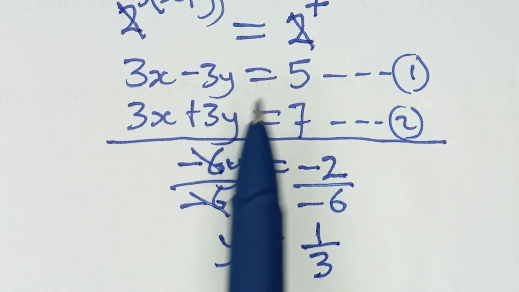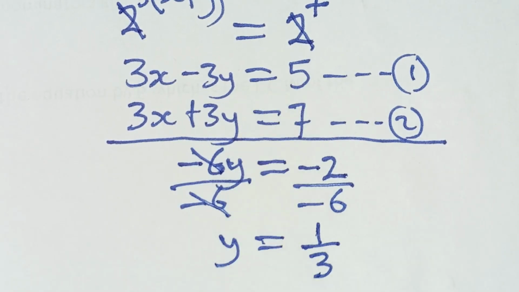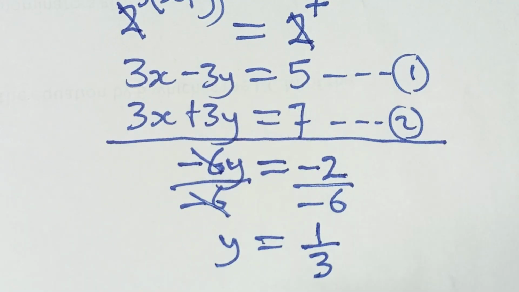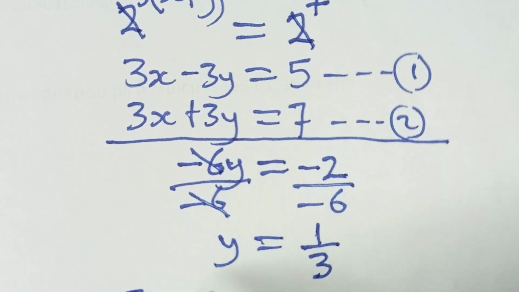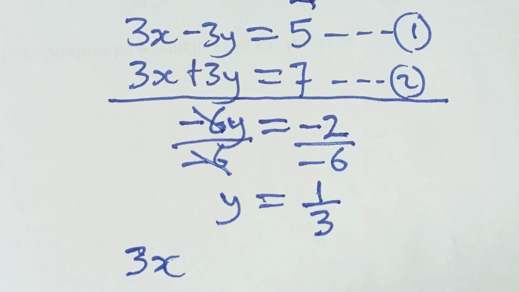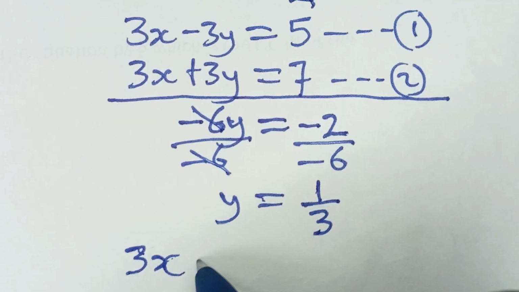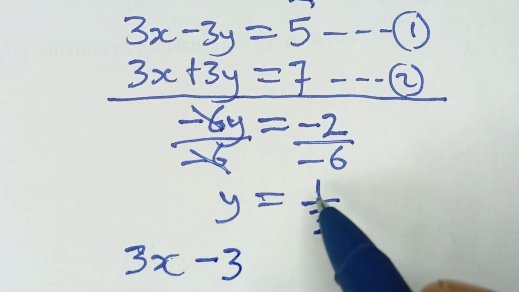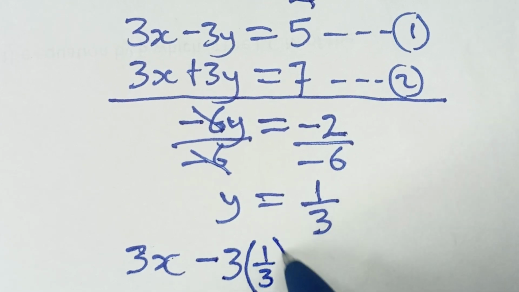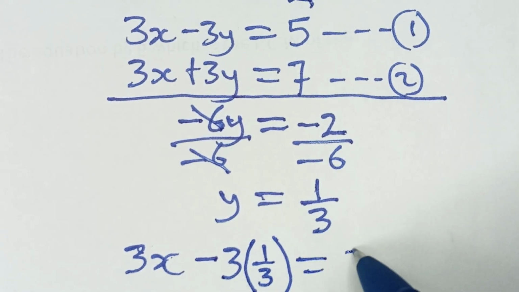Now we can go to any of these two equations and substitute 1 over 3 for y in order to get the value of x. So let's take equation 1. In equation 1, anywhere I see y, I'm going to substitute 1 over 3. So equation 1 says 3x minus 3y. Don't forget y is 1 over 3. So instead of writing y there, I'm going to write 1 over 3. That's 3 multiplied by 1 over 3. And that is equal to 5.